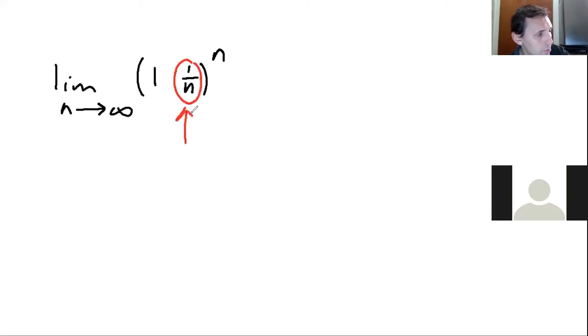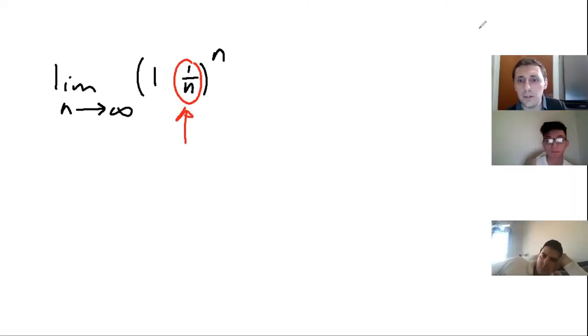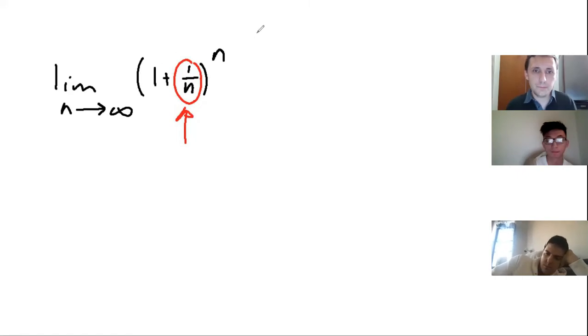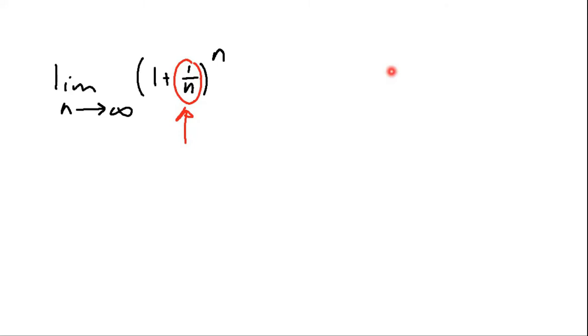This guy, as n goes to infinity, goes to what value? That's good, guys. It's fine. So what about 1 over n? Where does it go? Close to zero, right? So this guy goes to zero. So of course, this limit is equal to one.